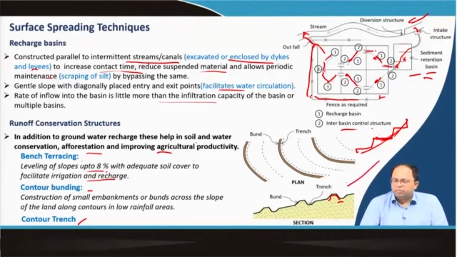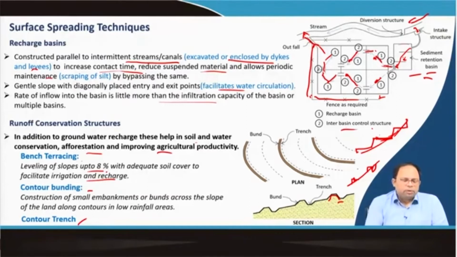That means, if I have a profile like this and if I raise the soil at certain points, some amount of water would be retained over here. So, that is contour bunding. And in addition to the contour bund, we can create a trench over here. So, more water would be retained.